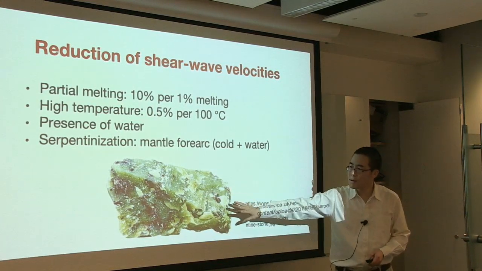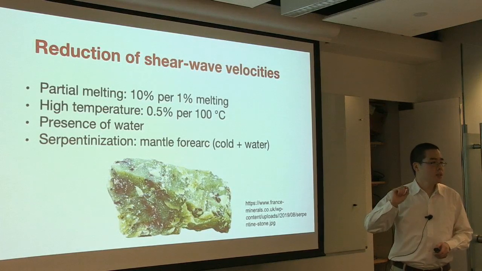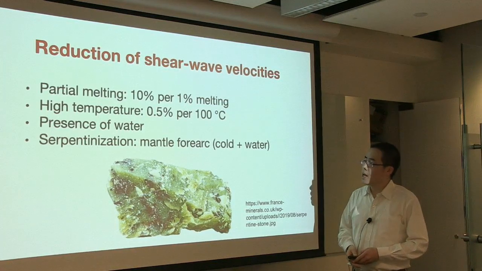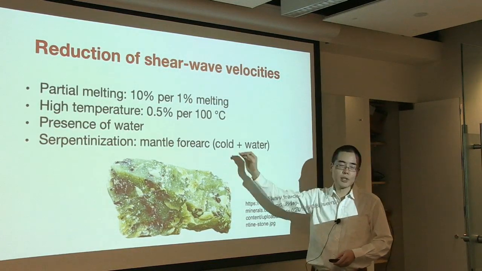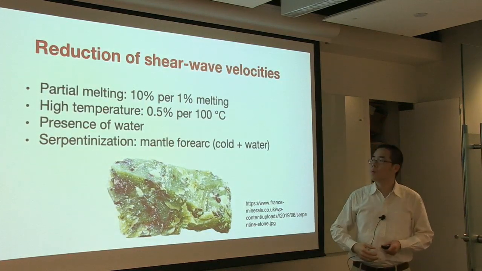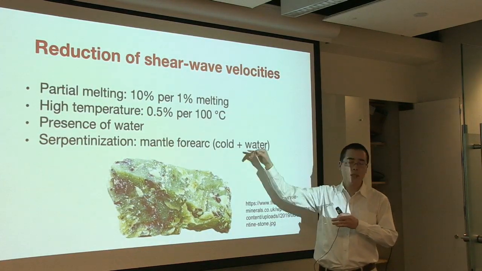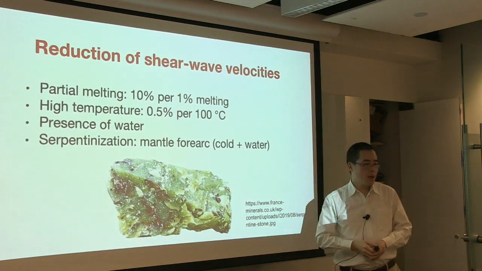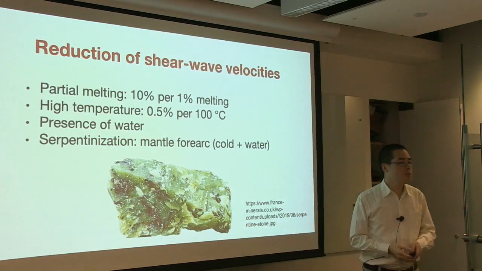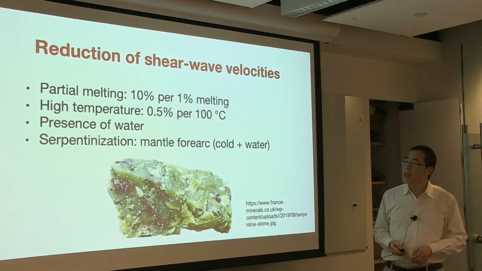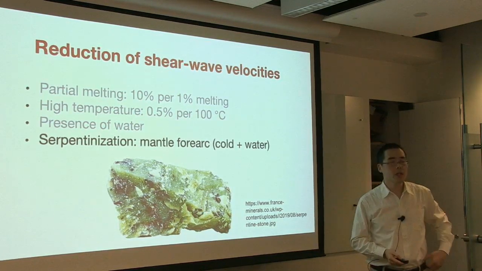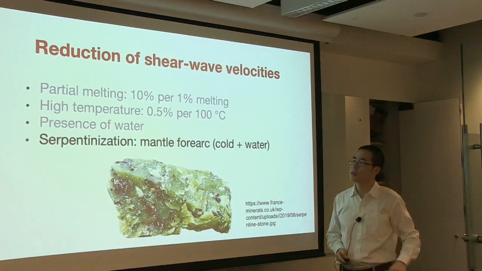This greenish mineral has relatively low velocity compared to other minerals, and it requires a cold temperature and the presence of water. So the chemical reaction when you have cold temperature and water within the mantle wedge forms this serpentine, a process we call serpentinization. Now I want to start from this one. The others are related to the distribution of volcanoes. This is a separate implication.